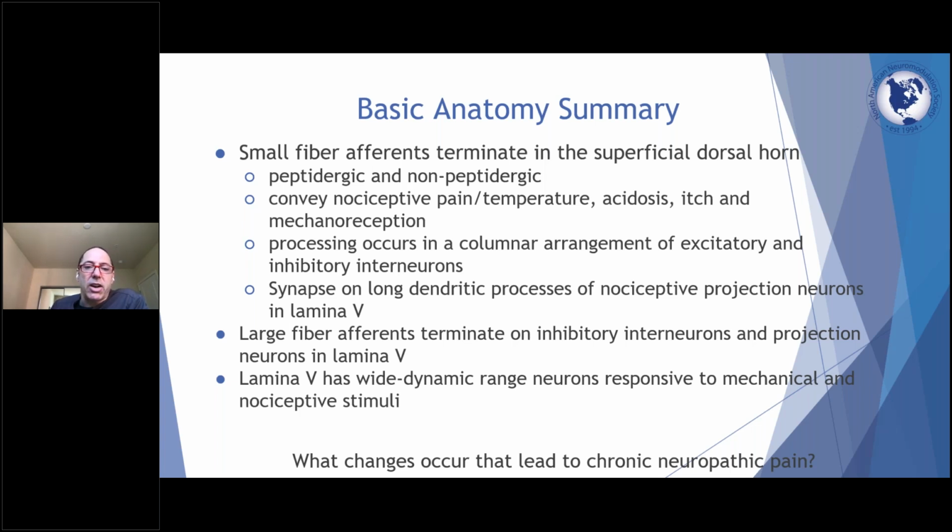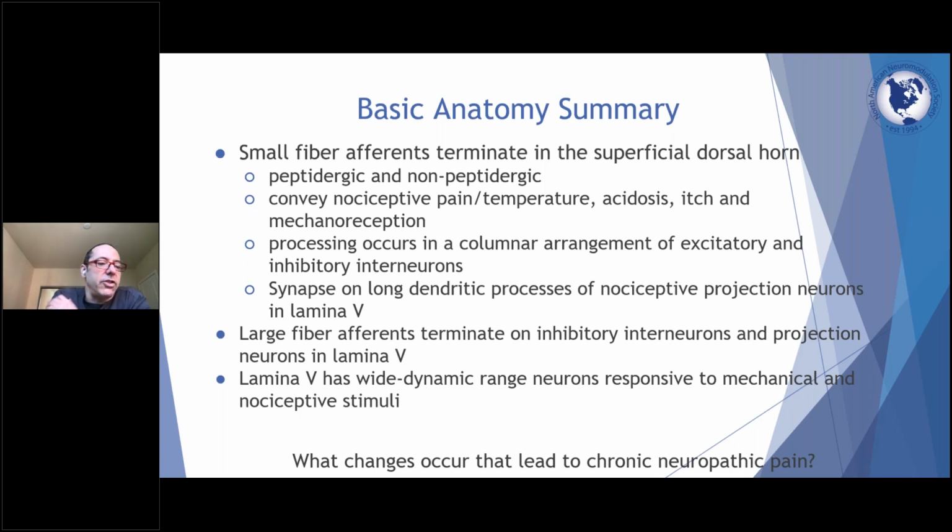The system is influenced by large fiber input onto inhibitory interneurons, and onto projection neurons in lamina 5. And lamina 5 has the wide dynamic range neurons, which are often responsive to mechanical nociceptive stimuli, mechanoreceptive, whereas temperature is in the superficial dorsal horn. So that's normal sensory processing in the dorsal horn.